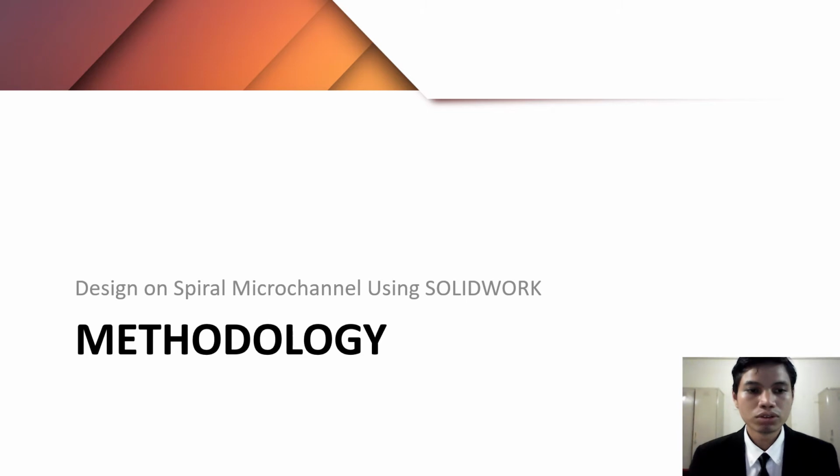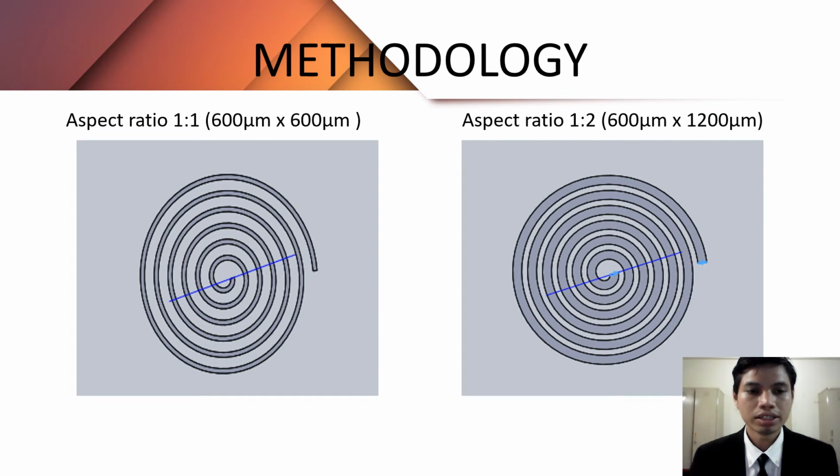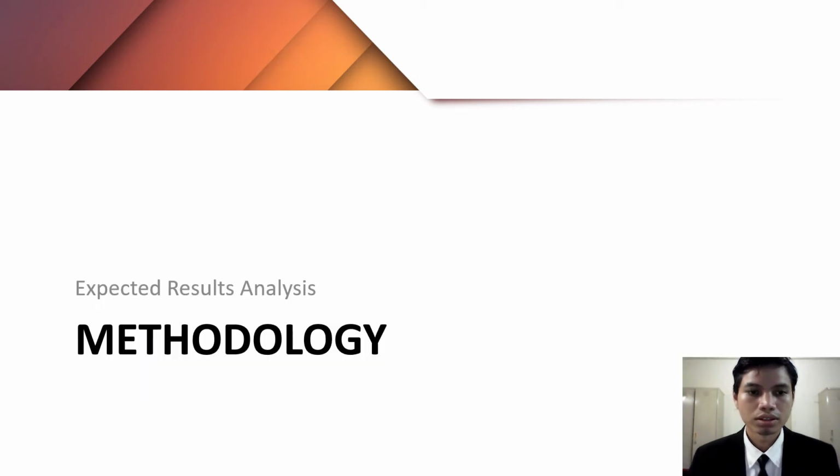So I will go through my methodology on the design of the spiral microchannel using SolidWorks. So here are the fixed parameters that I use to design the spiral microchannel using SolidWorks. Next, here is the final result of the spiral microchannel with aspect ratios 1:1 and 1:2. Next, the methodology on expected result analysis.